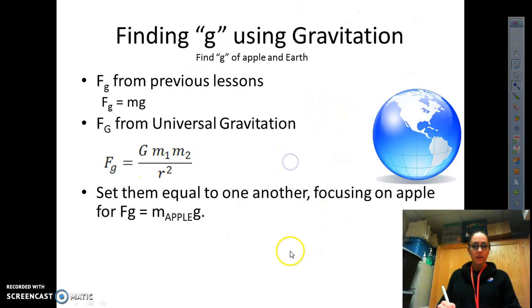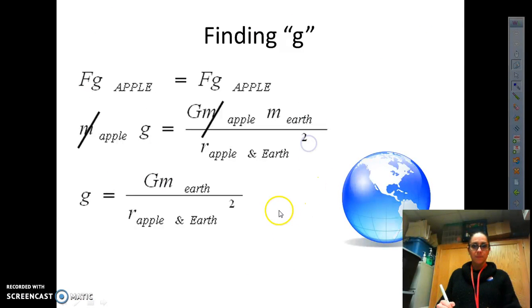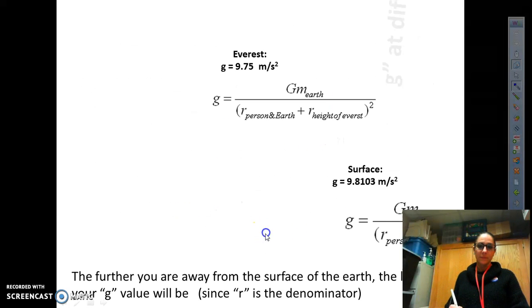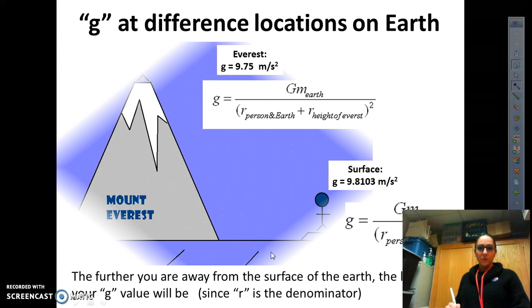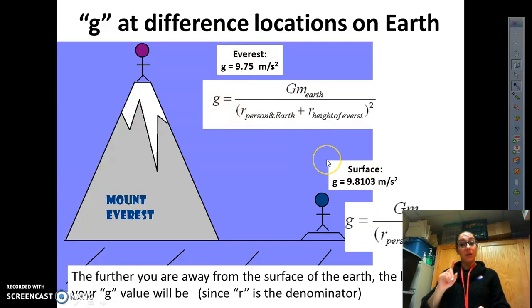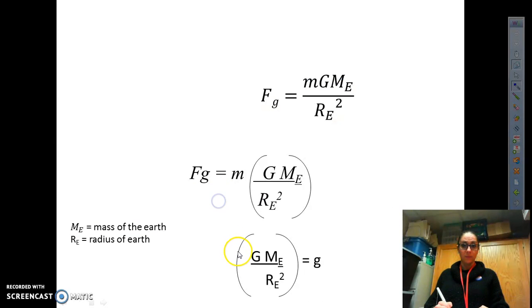So this is exactly what I derived here. The m's cancel, you get g. I do run through the calculation, so you can see how I did it. I included the radius of the Earth plus Mount Everest, and at the top of Mount Everest, g is 9.75. So notice it's not super different, but it is, and that's the important part.